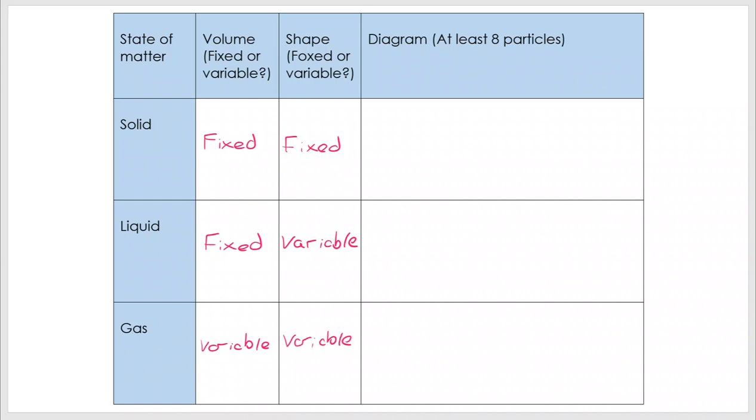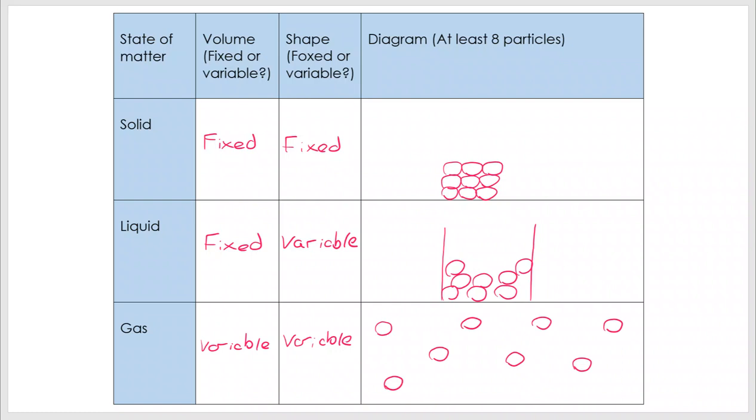In terms of the structures, drawing a diagram, I've said at least 8 particles here, but you might want to draw your solid as a very rigid lattice structure with the particles in a regular order. A liquid, I've actually drawn a beaker around this to see that there's a less ordered structure, although they are still very close together. Whereas a gas will spread out to fill the entirety of the container that it's in.